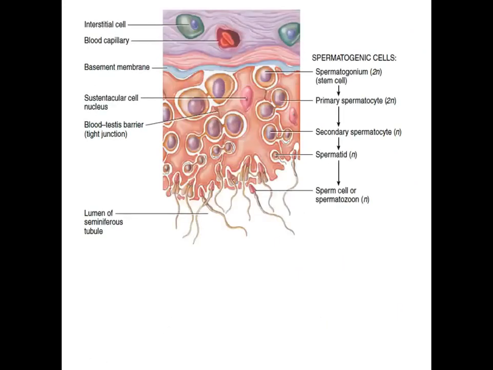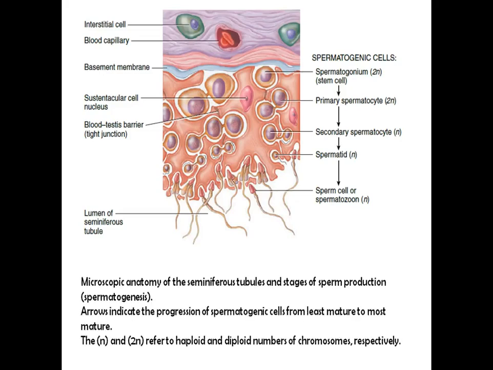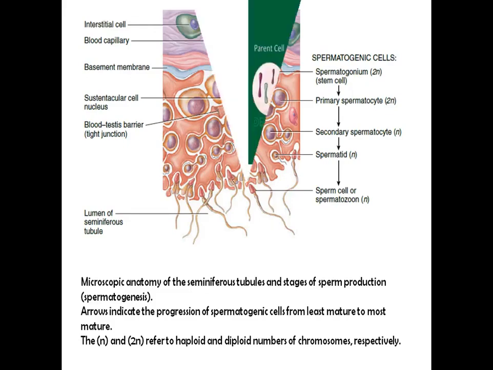Now these are the spermatogenic cells. The spermatogonia, or the stem cell, forms the primary spermatocyte. Again, they form the secondary spermatocyte and the spermatids. Microscopic anatomy of the seminiferous tubules and the stages of sperm production. The N indicates the haploid cell and 2N indicates the diploid number of chromosomes.